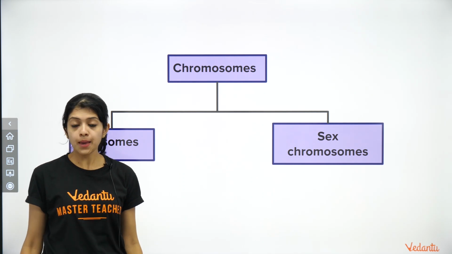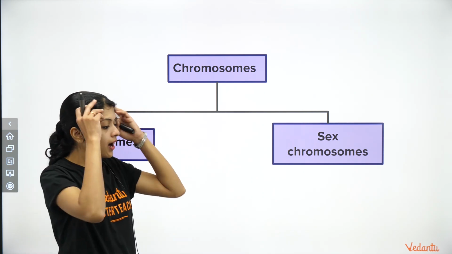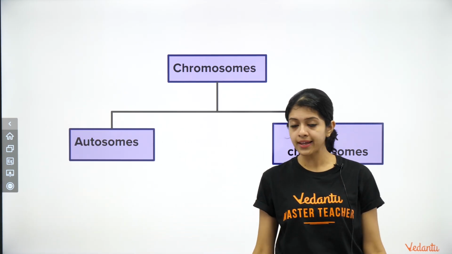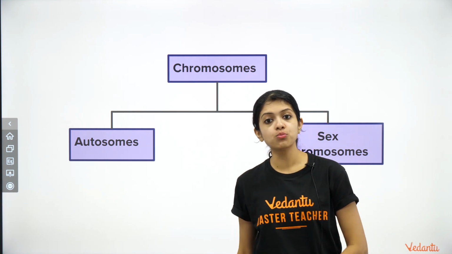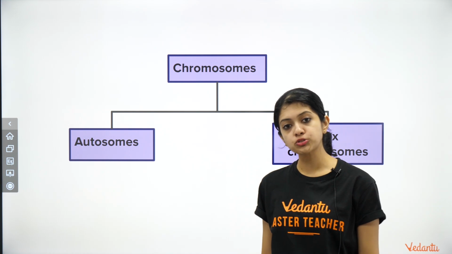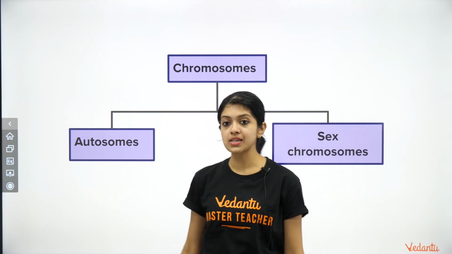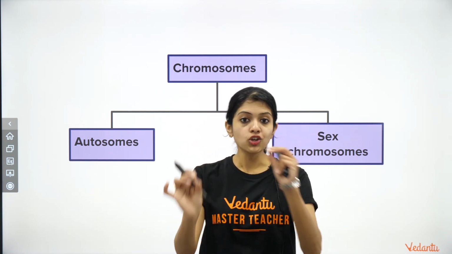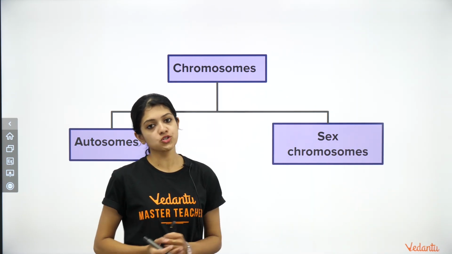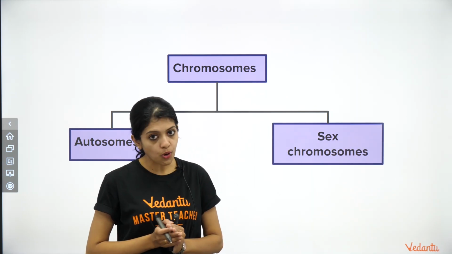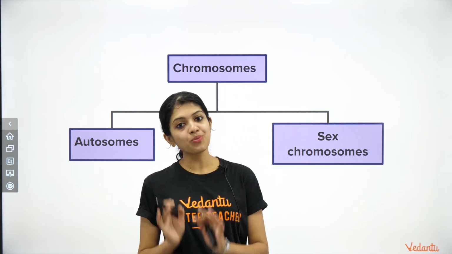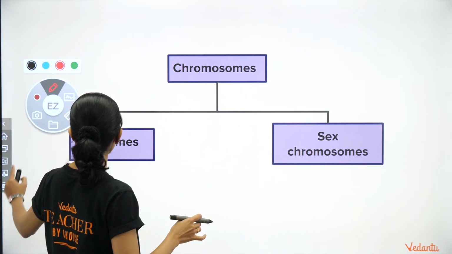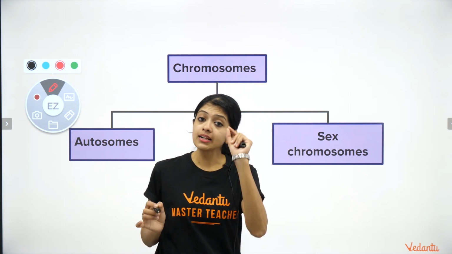Now, coming to the types of chromosomes, I'm sure you know this already. Chromosomes in general in the human body, or in any sexually reproducing organism, are of 2 types: autosomes and sex chromosomes. Now, I'm sure all of you know what these are. Autosomes are the chromosomes in your body that do not determine whether you're a male or a female. Sex chromosomes are those chromosomes in your cells that determine whether you're a male or a female.